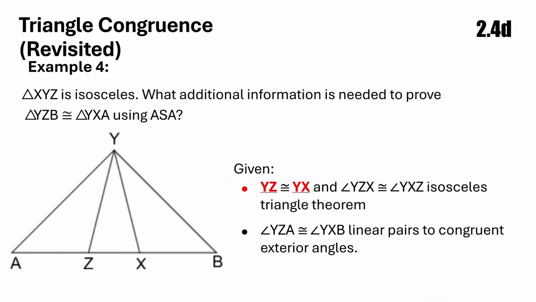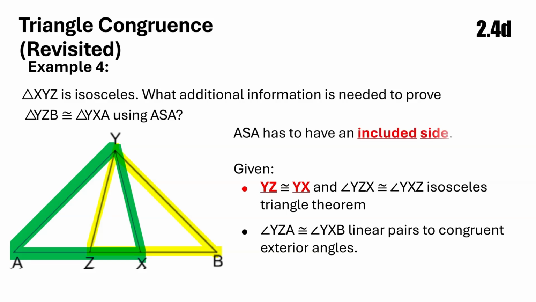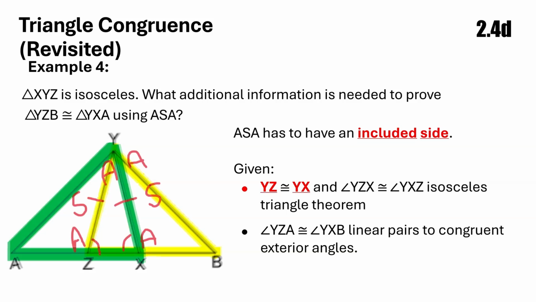The fourth problem asks to determine what additional information is needed to prove that triangles are congruent using angle side angle. Since triangle XYZ is isosceles, side YZ is congruent to YX, and angles YZA and YXB are congruent. Angle side angle has to have an included side. In this case, the included sides are YZ and YX. The only place for an angle to make YZ and YX included sides will be angle ZYB and XYA.